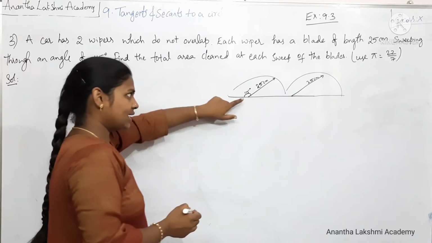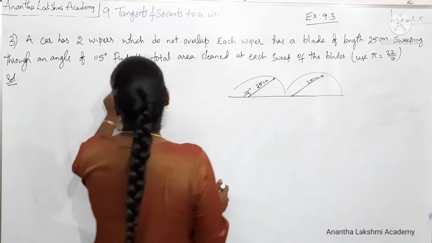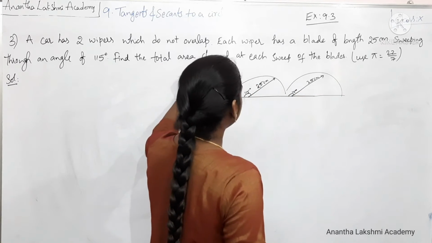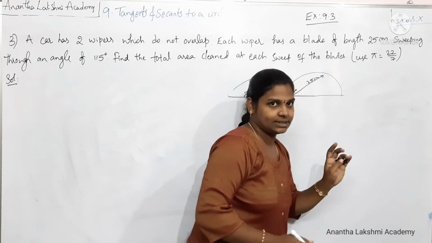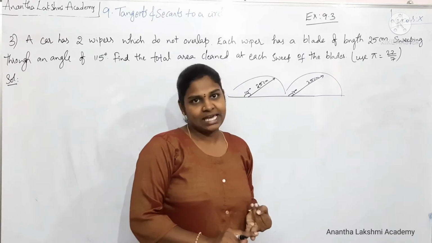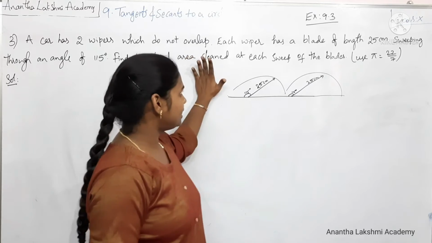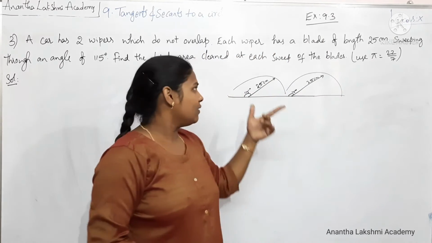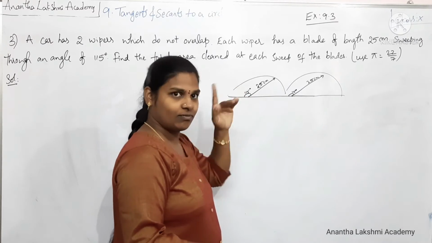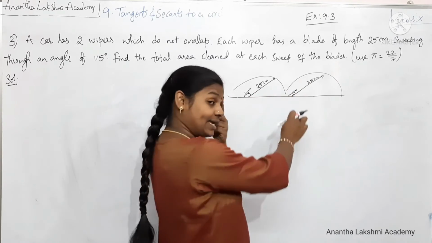What is this angle? 115. This is an obtuse angle, more than 90 degrees. So I have drawn it that way. Okay. Each of them is making an angle of 115 degrees. Find the total area cleaned at each sweep of the blades. So there are two wipers of equal radius and making equal angles. So if we are to find the total area cleaned at each sweep of the blades, if you figure out one area, if you double that area cleaned by one wiper, that would be enough. Okay, since the measurement and the angles are equal.